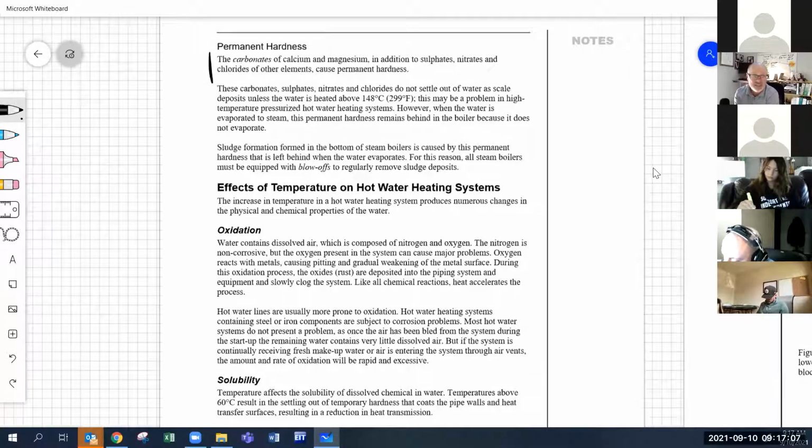Now, these chlorides do not settle out of the water as scale deposits unless you get hotter. So this is a problem for boilers, right? This is where it happens, and this is where we get that sludge inside boilers and inside our piping system. This is what it's from.